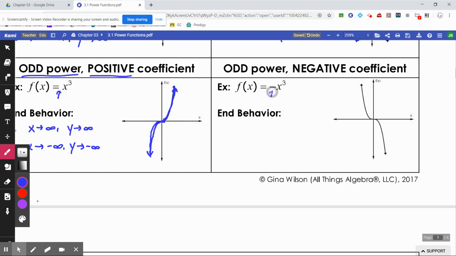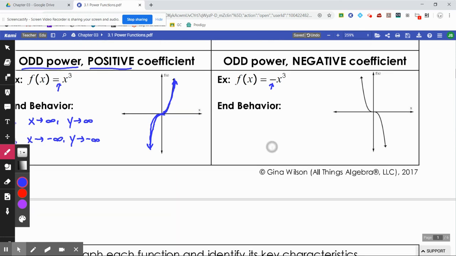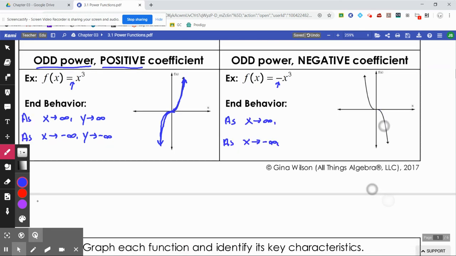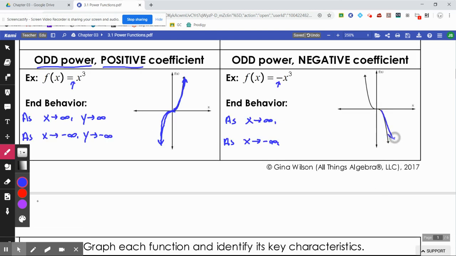Again, as soon as you put that negative coefficient out front, we have a vertical flip. So my graph now looks like this, and my end behavior looks like this. As we travel to the right on these graphs, my function goes down, so y would approach negative infinity, and as we travel to the left, my function goes up to positive infinity.